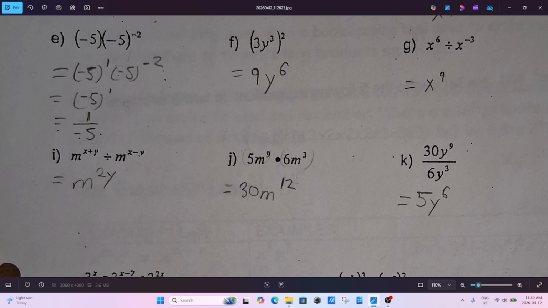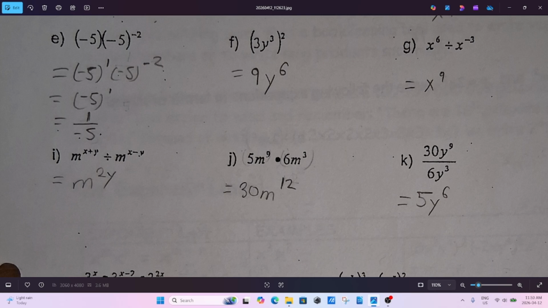I, m to the x plus y divided by m to the x minus y. So you look at the exponents. There will be x plus y minus x minus y. And so the x will be subtracted, so it will be gone. y minus negative y gives you 2y, so it's just m to the 2y.